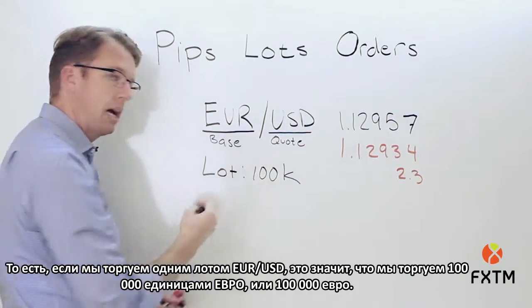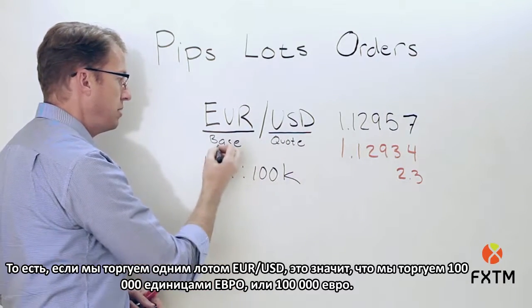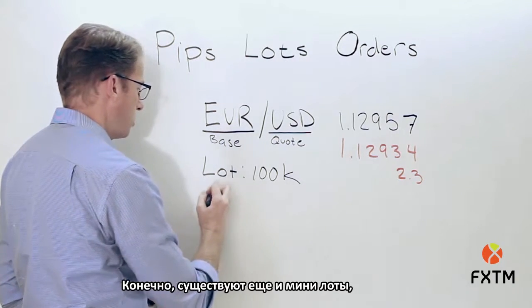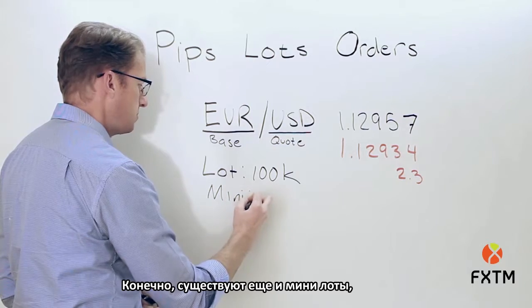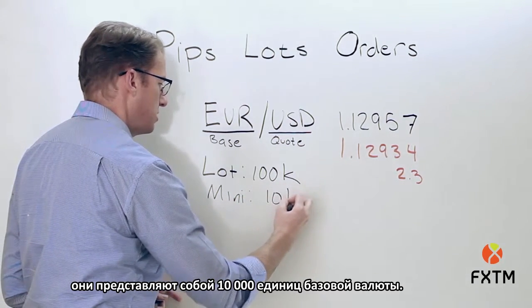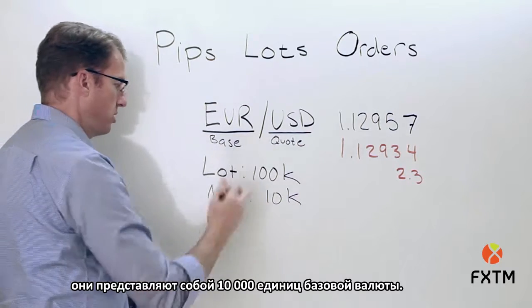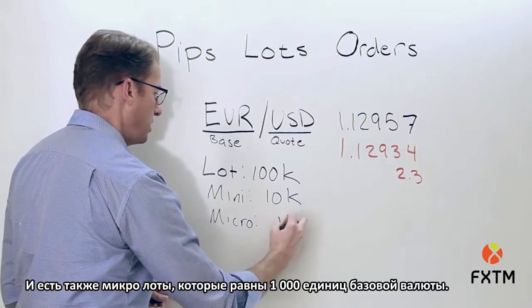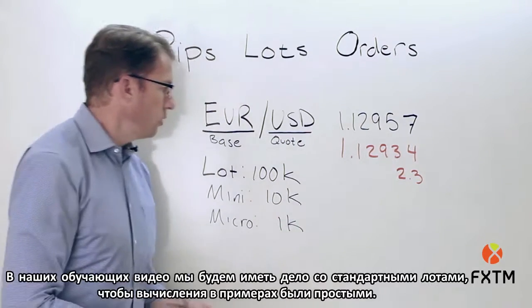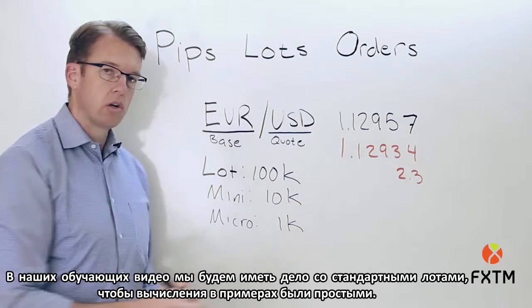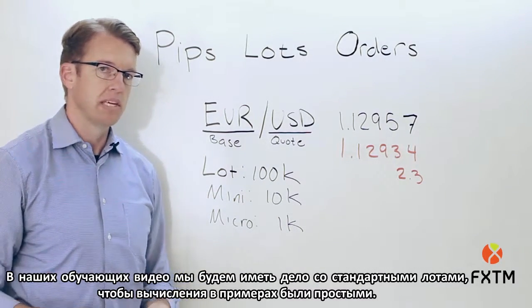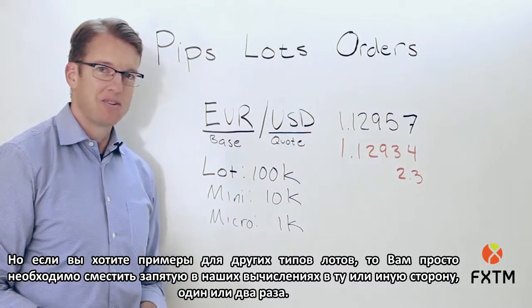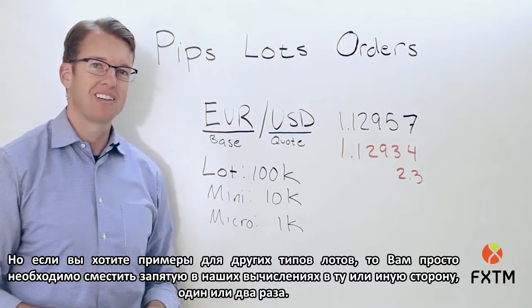So if we were trading a lot of the euro-USD, then that means you're trading 100,000 units of the euro, or 100,000 euro. Now there are, of course, also mini lots, which represent 10,000 units of the base currency, and micro lots, which represent 1,000 units of the base currency. We're going to be sticking with regular lots in our video series to keep the math really easy, but as you can see, this is merely a matter of pushing the decimal place one direction or the other if you want to modify some of the calculations that we'll do.